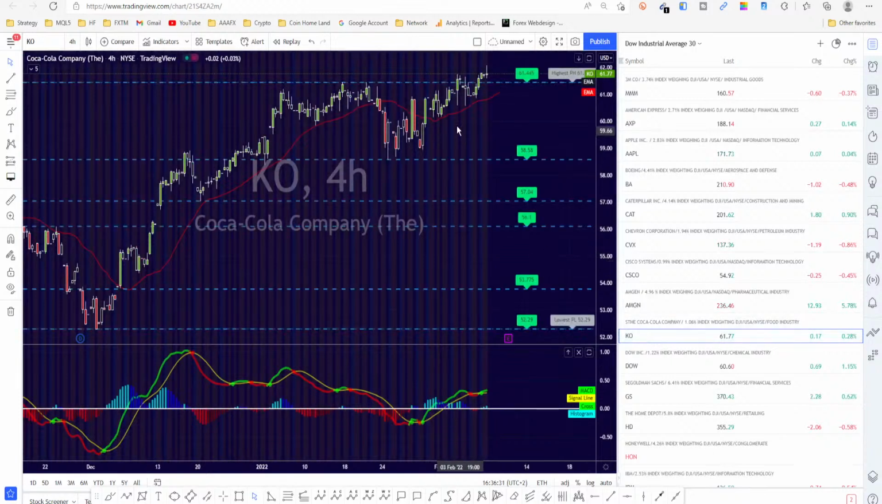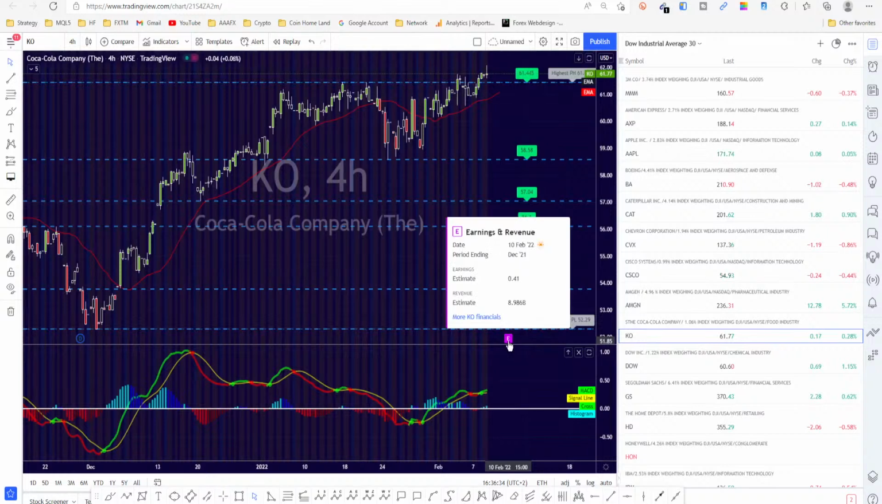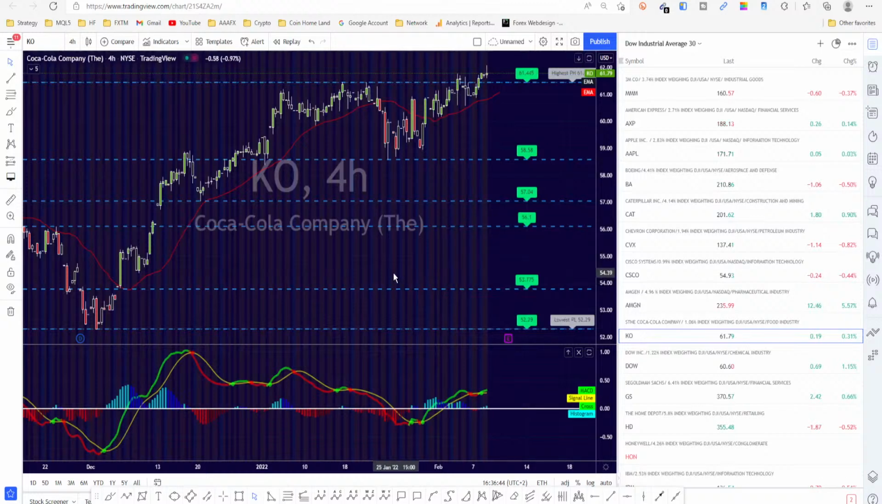Coca-Cola is doing good so far. They have a revenue report to come in on the 10th of February. Today is from now. The estimate is 0.41. They still have to report the revenue. Let's see if they're going to beat expectations. It looks like it's going to be bullish.